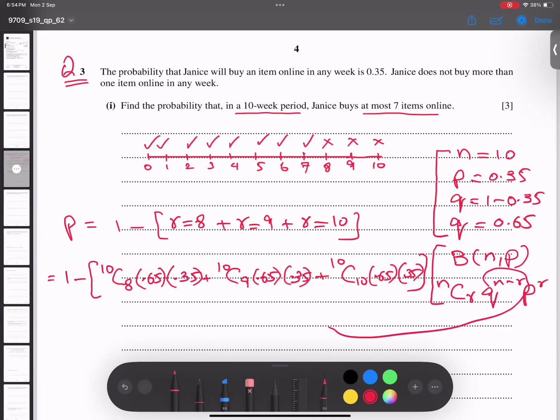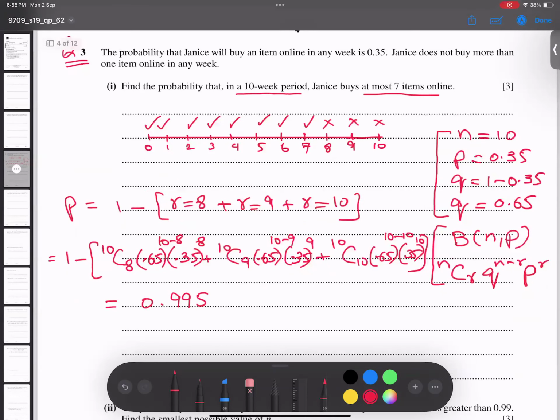And what is the power of Q? N minus R. So 10 minus 8 comes in the first bracket, and 8 in the second bracket. Then 10 minus 9 and 9, then 10 minus 10 and 10. Students, just wait, I type it in the calculator to save your time. My answer comes finally after typing it all together in the calculator. I'm saving your time and my time, so 0.995 is my final answer. I hope the point is very clear.